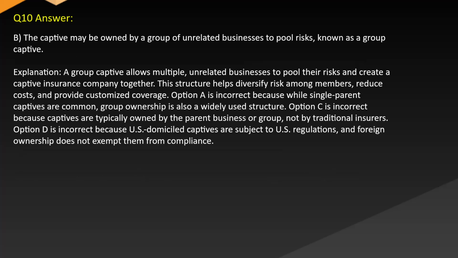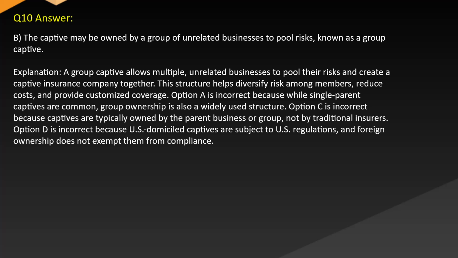Answer: B. The captive may be owned by a group of unrelated businesses to pool risks, known as a group captive. Explanation: a group captive allows multiple unrelated businesses to pool their risks and create a captive insurance company together. This structure helps diversify risk among members, reduce costs, and provide customized coverage.